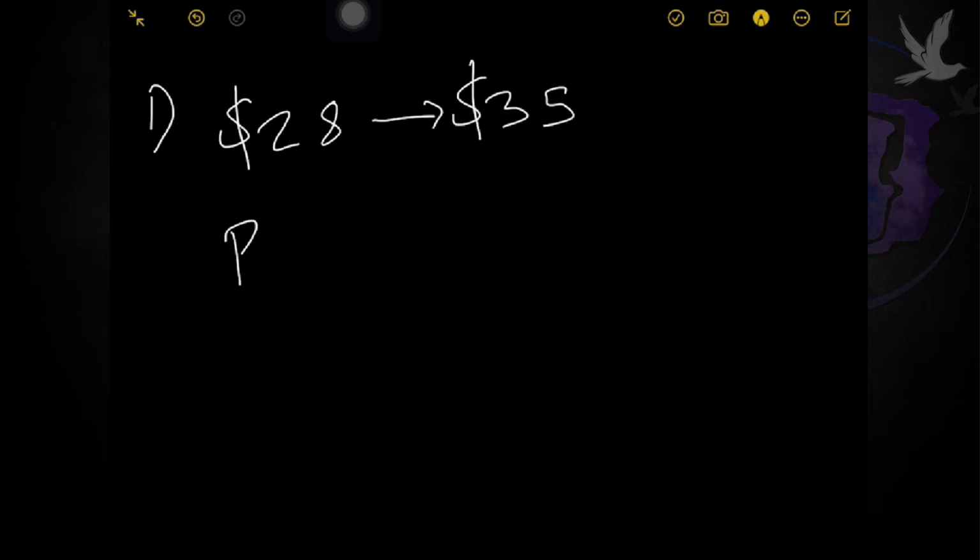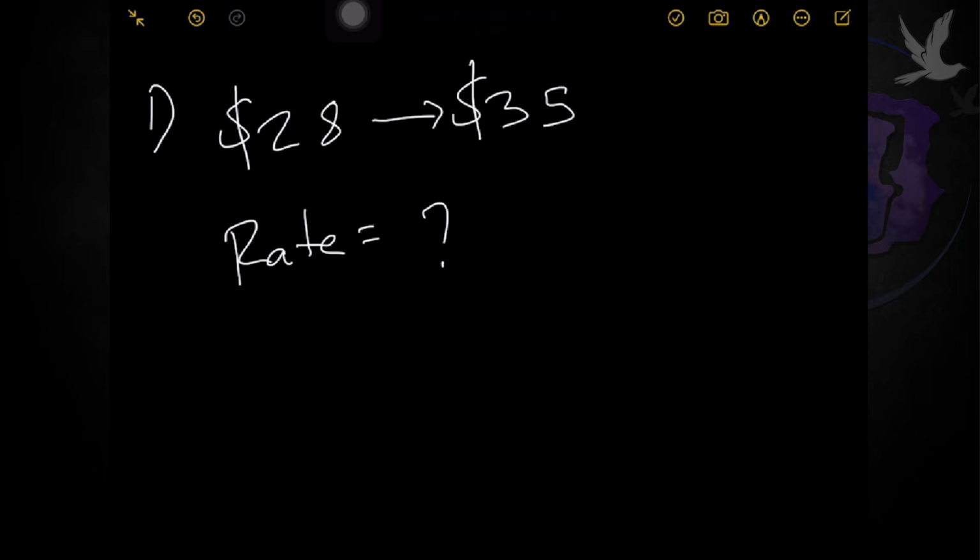The price of 1 kilogram prawns increases from $28 to $35. Find the percentage increase in price. Okay, what we basically are looking for here is the percent, the rate. Yan ang hinahanap natin dito. We're looking for the rate. That is what we are solving for.